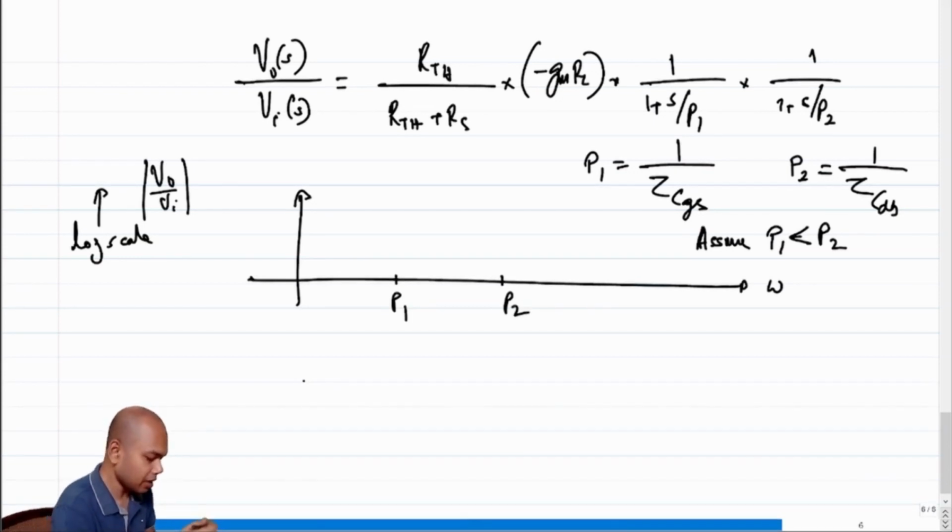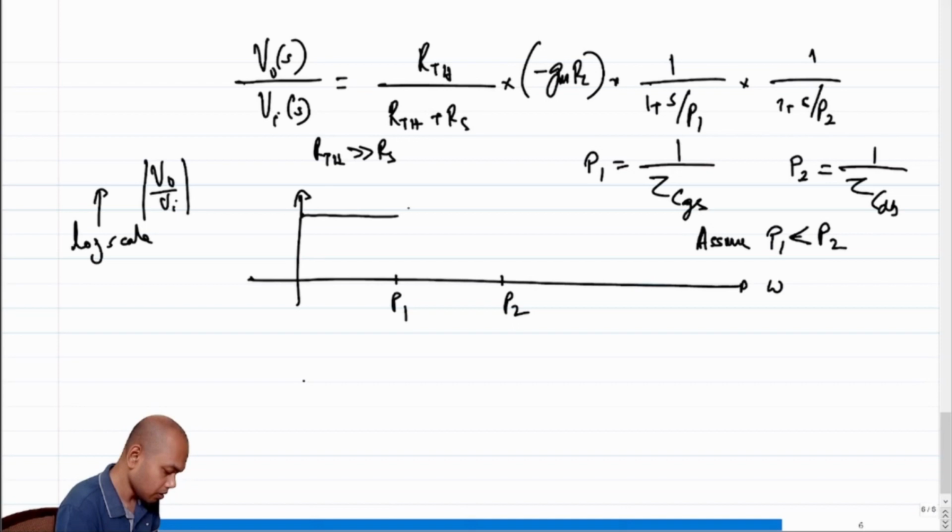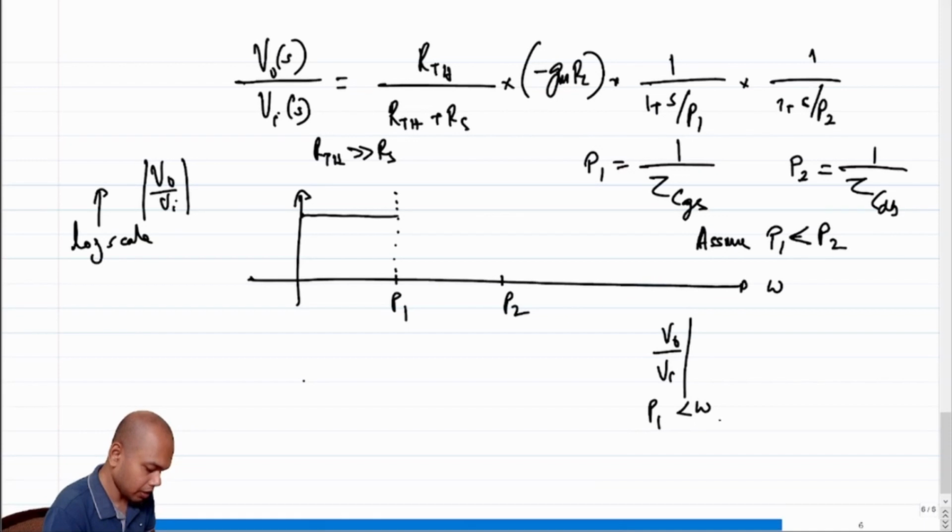So if GM RL times RTH by RTH plus RS is much greater than 1, or at least greater than 1, and let's further assume RTH is greater than RS, so this doesn't load, so that the gain at DC is GM times RL. So that's what we get here, GM times RL, till the frequency P1. Then between P1 and before P2, what is the new transfer function? Using Bode approximation, what is V0 over Vi with omega greater than P1 and less than P2?